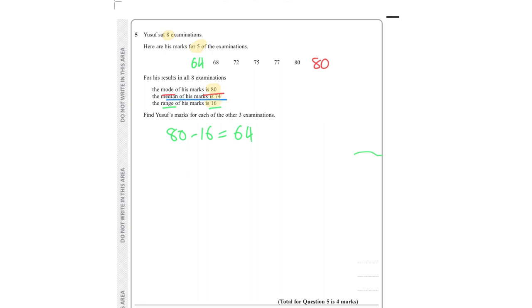Now, the median mark is 74. So that tells me that a number must go in here. So a number plus 75 divided by 2 is going to give me 74. That number has to be 73. So the other 3 marks are 64, 73, and 80.